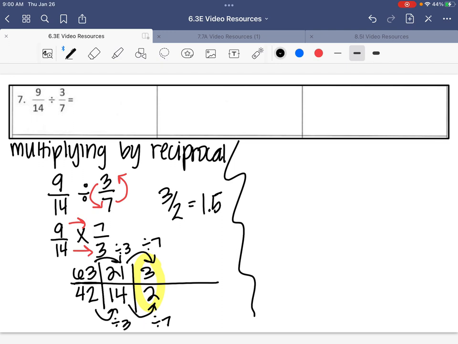Sorry, guys. 3 halves, which is 1 and 5/10. So that is my answer. But we also want to see if we can do this using common denominators.